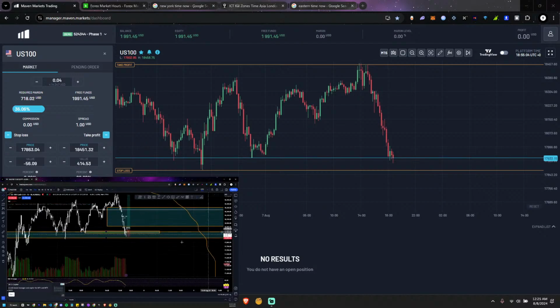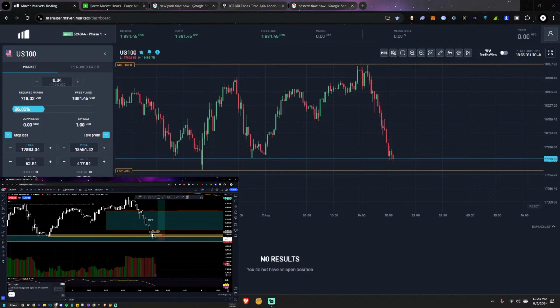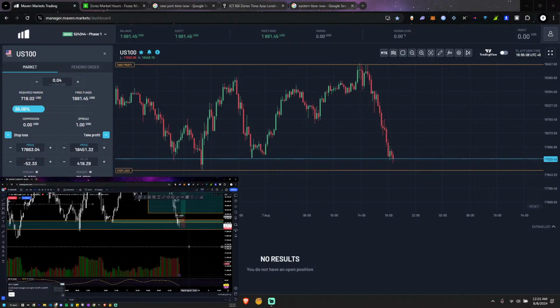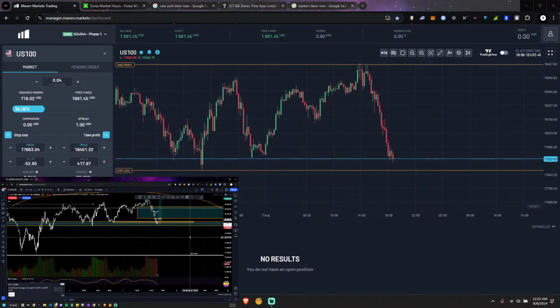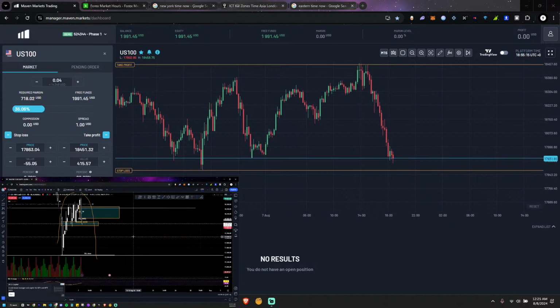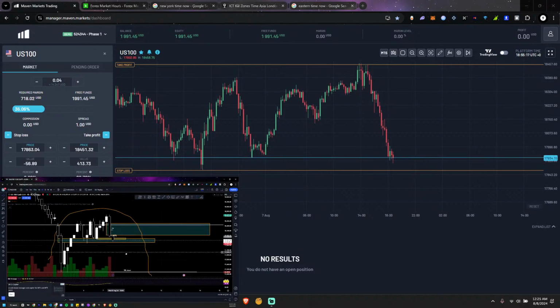So I want to see what sort of displacement would occur right here. If it does use this as an inverse fair value gap, then we have a high confirmation of the fact that it's going to retrace lower, right? Which is very likely because we are in fact what? Bearish right here.